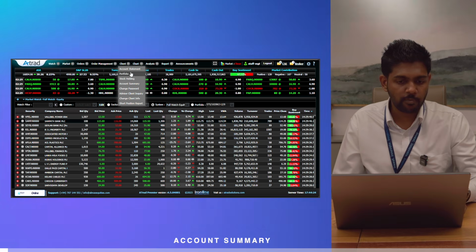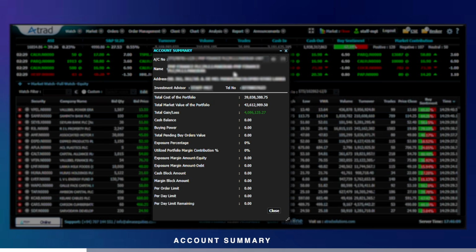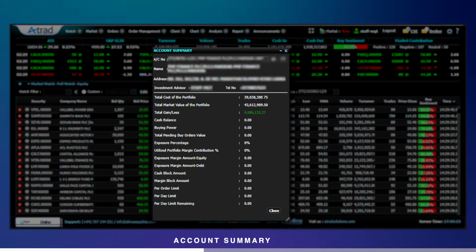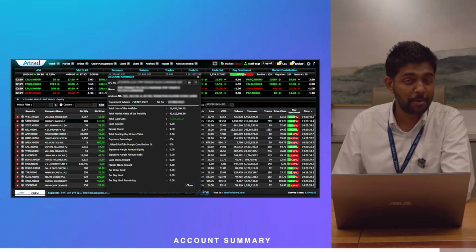And then another important part is your account summary. In here you will see the total cost of your portfolio and the total market value of your portfolio and the gain or loss that you have made in investing in the Colombo Stock Exchange, and the cash balance and the buying power, which is the amount that is available for you to trade. So these are the basics that you need to know when you're investing in the Colombo Stock Exchange.